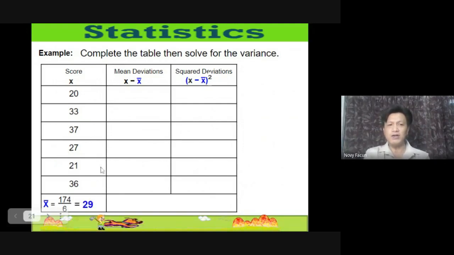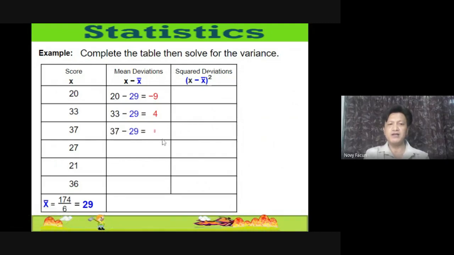Okay, and then kapag nakuha na natin yung mean natin, di ba, para malaman yung deviation, ibig sabihin niyan, yung mean natin, isusubtract natin doon sa bawat score. Kaya that is 20 minus 29, that is negative 9. And 33 minus 29, that is 4. 37 minus 29, that is 8. 27 minus 29, that is negative 2. 21 minus 29, that is negative 8. 36 minus 29, that is 7.